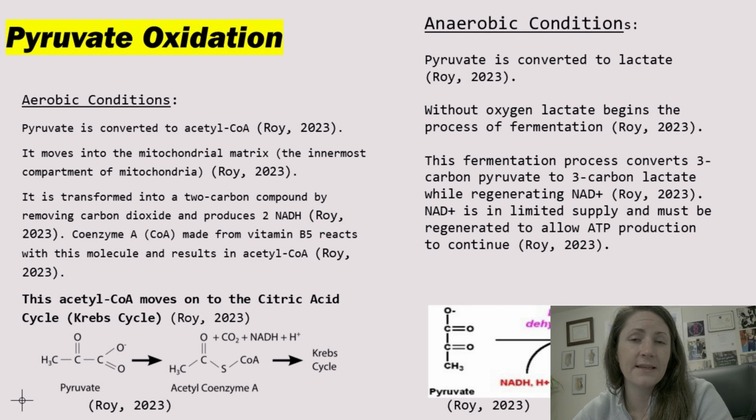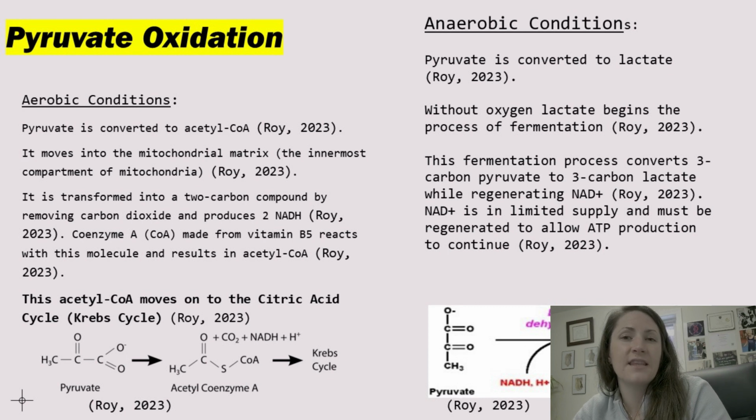Now, this is when conditions are really good. We have oxygen present. When oxygen's not present, when we're in an anaerobic environment, things change a little bit. Now, in that anaerobic environment, pyruvate is instead converted into lactate. Without that oxygen, lactate then enters into a process of fermentation. This fermentation is very similar to that of yogurt or any other fermentation process where oxygen is not present. It converts the 3-carbon pyruvate into a 3-carbon lactate, while regenerating NAD, because there isn't quite enough of it, since it's in limited supply, it must be regenerated, and it allows ATP production to continue.